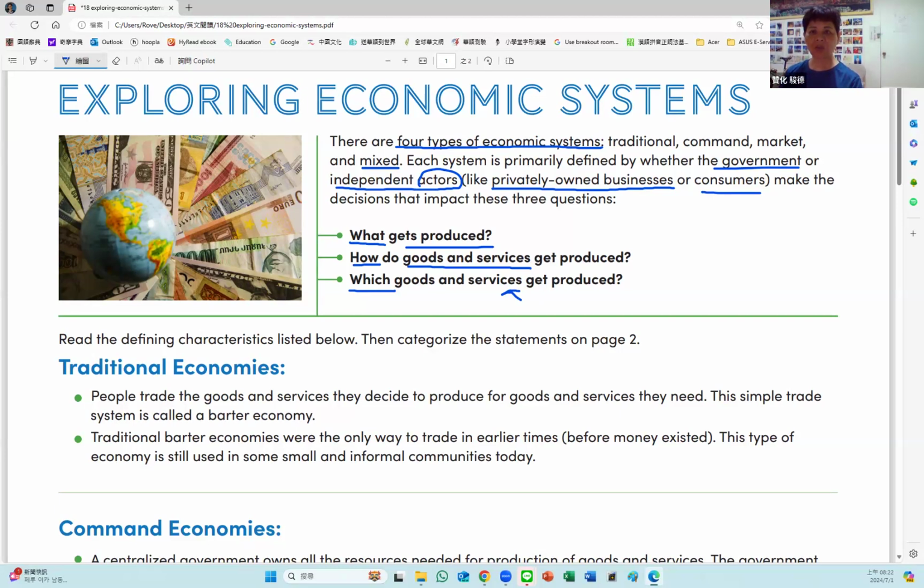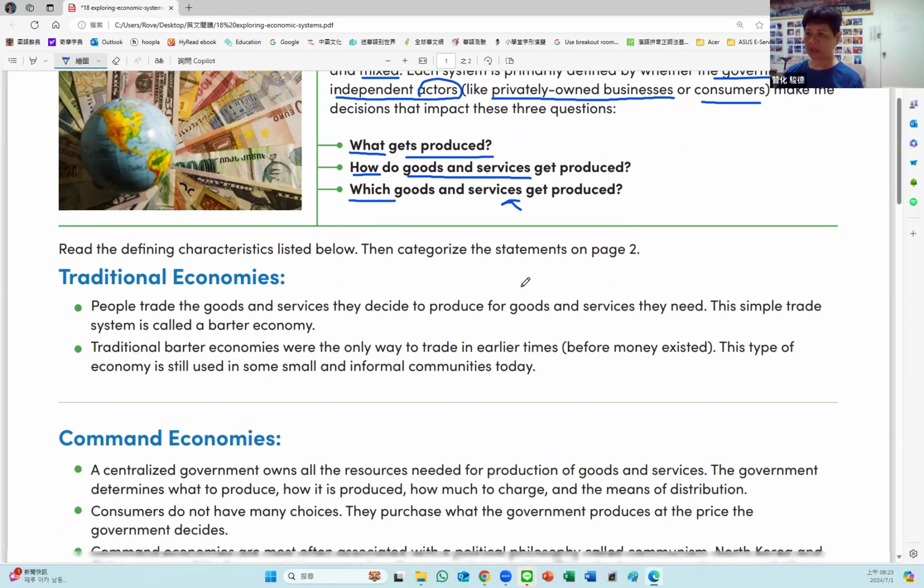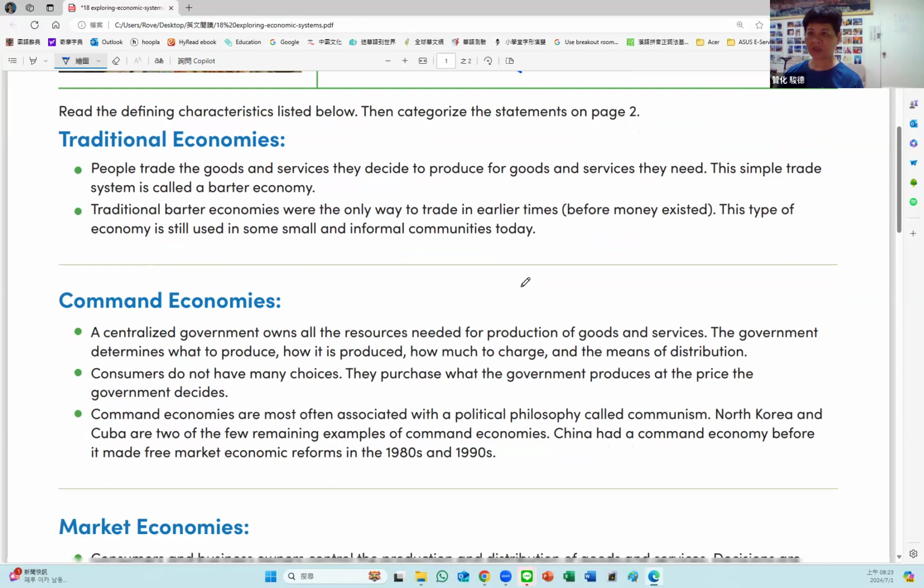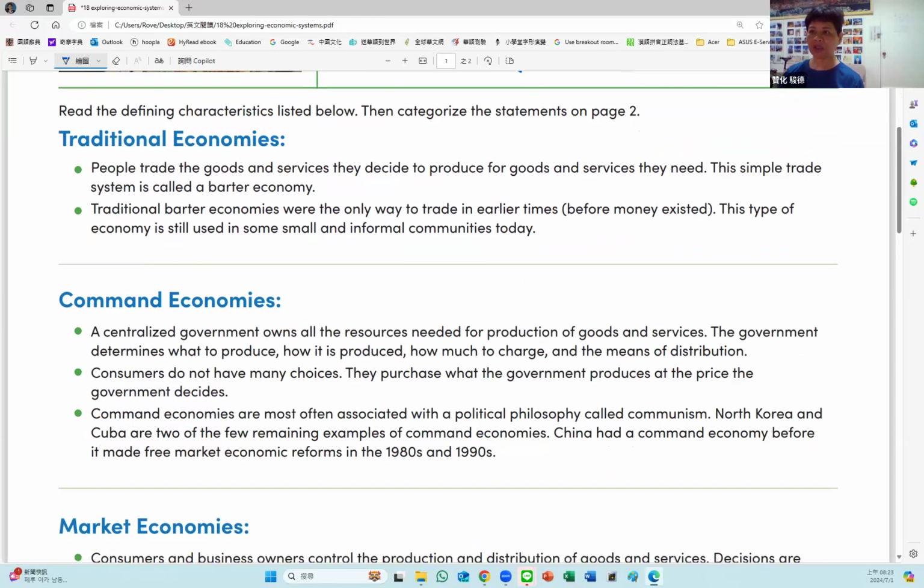So right now, we usually shop online. So we may not go to a real store, but instead we shop online. So which goods and services? Okay, that was how. Okay, right now, let's look at the next paragraph. Okay, let's look at the defining characteristics below.